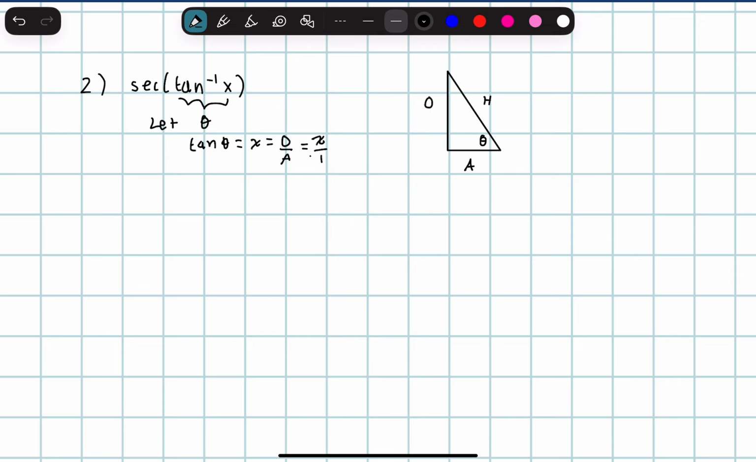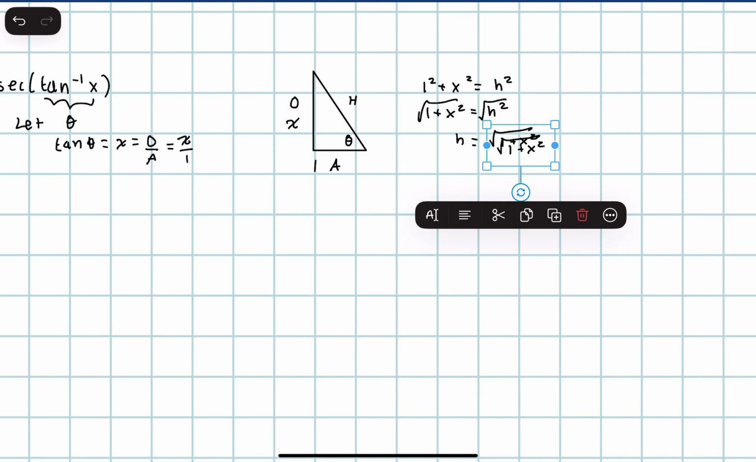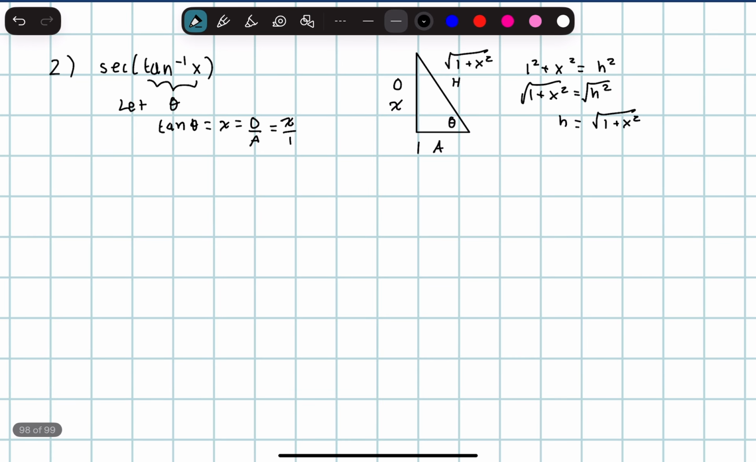So that means the adjacent is going to be 1. The opposite is going to be x. And then we need to solve for the hypotenuse. So we have 1 squared plus x squared is equal to the hypotenuse squared. So that means we have 1 plus x squared is equal to hypotenuse squared. Okay, yeah, so now we take the square root. We have hypotenuse is equal to square root of 1 plus x squared. So again, we can just copy that right here, label that there.